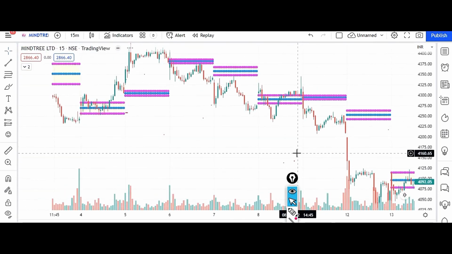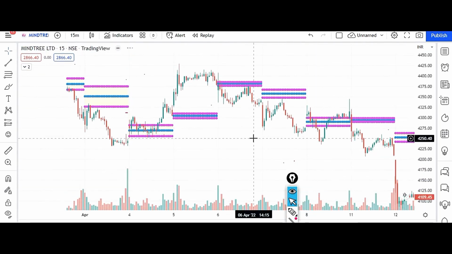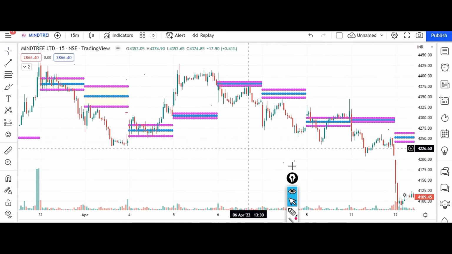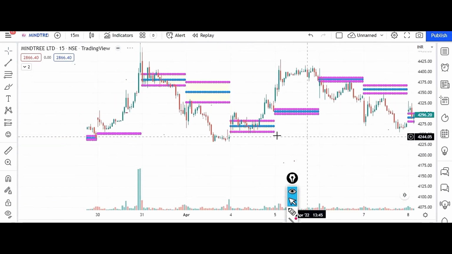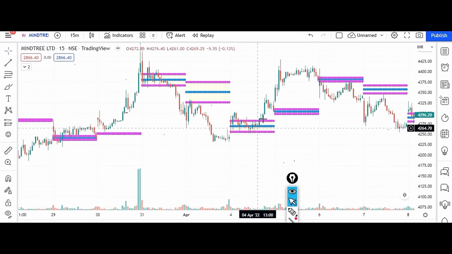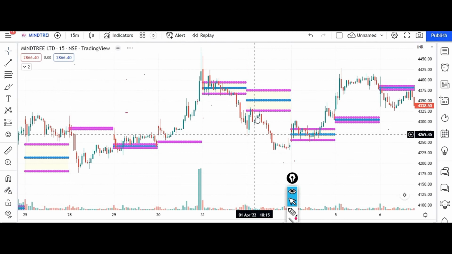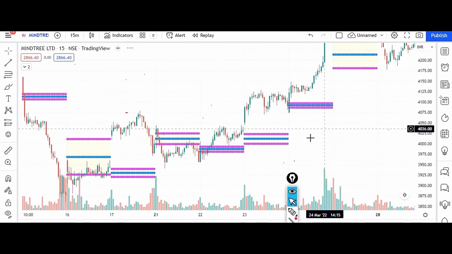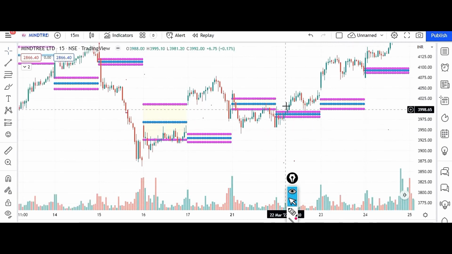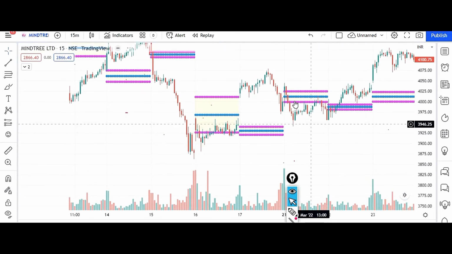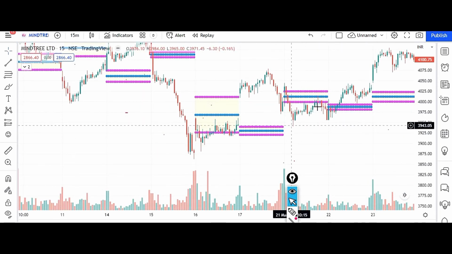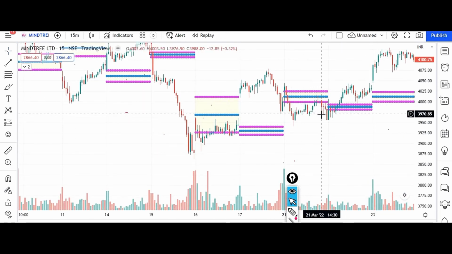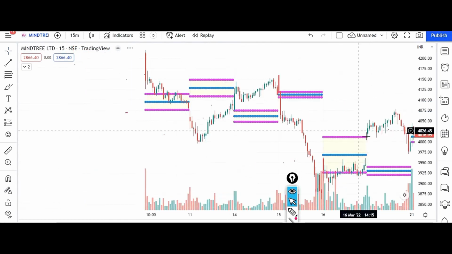Consolidation. See, it tested this level and fell. Tested this level and fell. It held this level throughout the day. Around 115 it broke and made a big move. It rejected this level and fell. Broken this level, big move, and again retested, big move. Broken, big move, again retested, again some small profit.